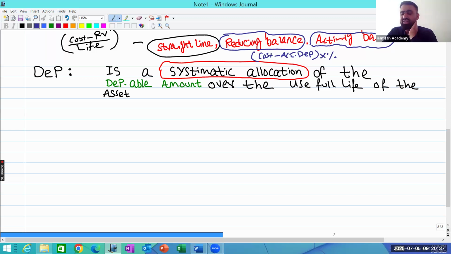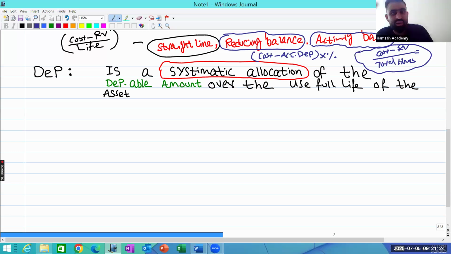The third one is activity-based depreciation. If the benefits from the asset depend on the usage of the asset, like if you have a machine whose consumption is based on the hours you have run the machine or how many units you have produced, in such cases you use the activity-based depreciation method, in which you take cost minus residual value divided by, let's say if we are talking about hours, total hours, and you will get the depreciation per hour. That method is known as activity-based depreciation.